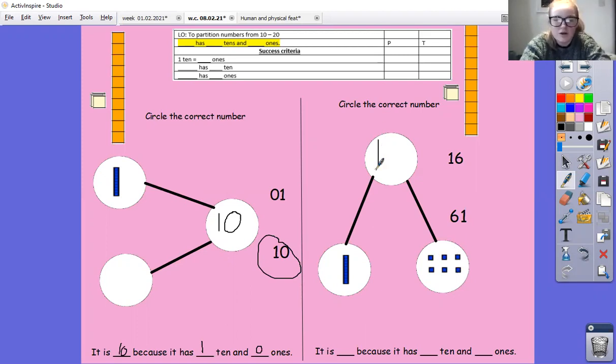So I've written 1 to represent my 1 ten, and I'm going to write 6 after my 1 to represent my 6 ones. So my tens always come first, followed by my ones. So 1 ten and 6 ones. What number is this? It is 16. What number does it match here? It matches 16. It is 16 because it has, how many tens does 16 have? 1 ten and 6 ones. Brilliant.